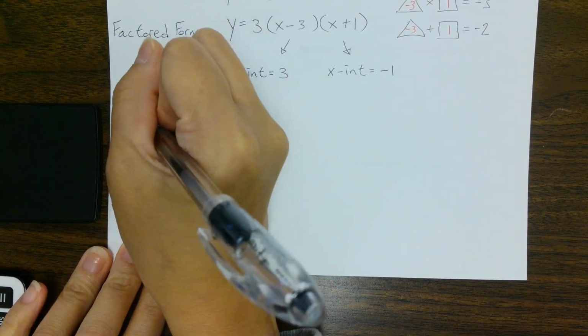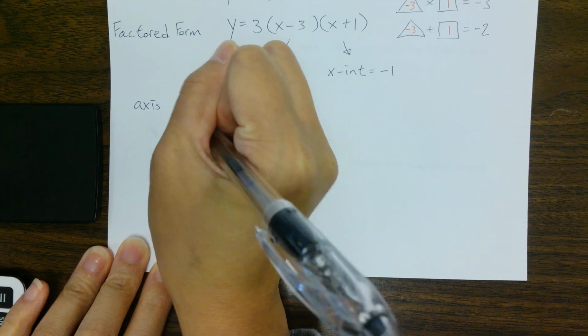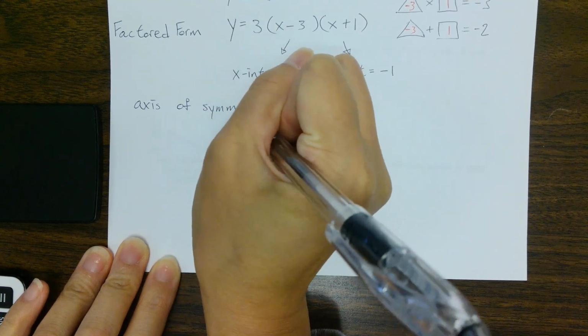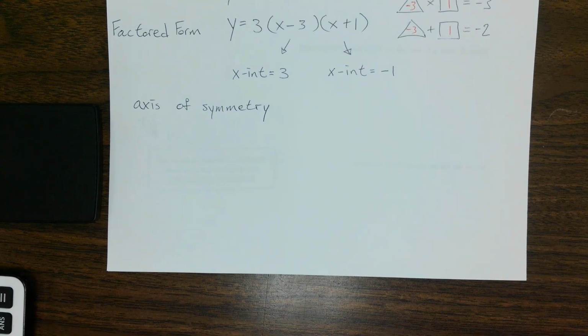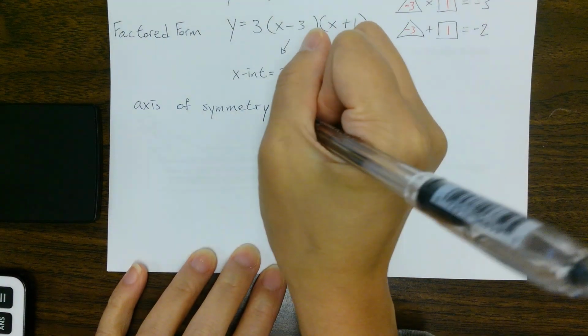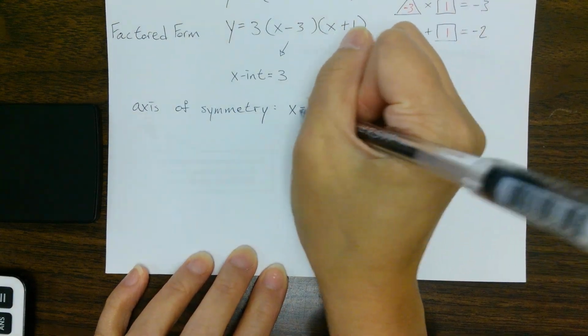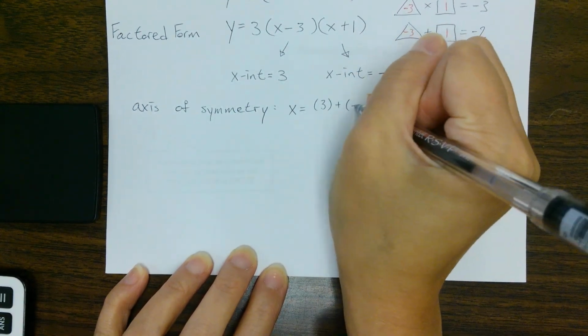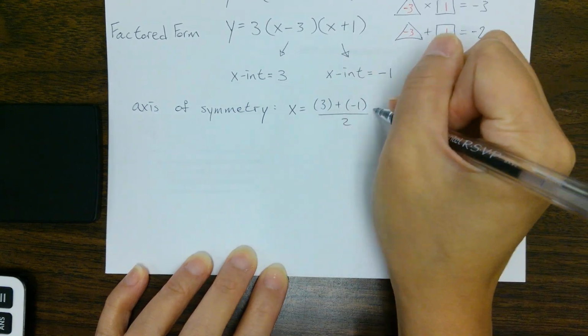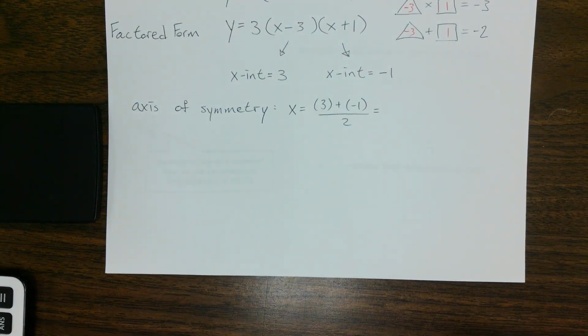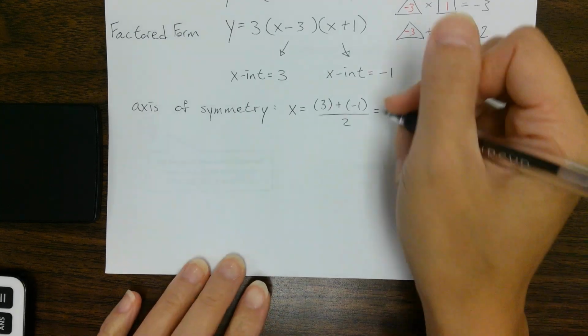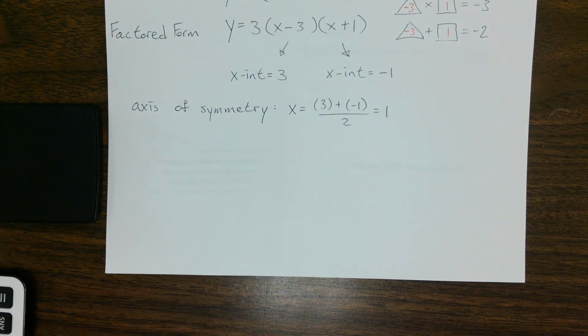Where is my axis of symmetry? Axis of symmetry, that's how you spell symmetry. So the middle between 3 and -1. So x equals (3 plus -1) divided by 2. So where is my axis of symmetry? 1, yeah. All right.